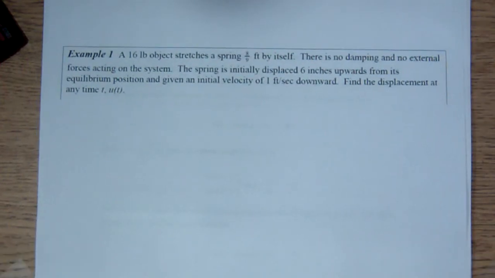Suppose we have a 16-pound object that stretches a spring 8/9 feet by itself. There is no damping and no external forces acting on the system. We'll get to those later. The spring is initially displaced 6 inches upward from its equilibrium position and given an initial velocity of 1 foot per second downward. Find the displacement at any time t.